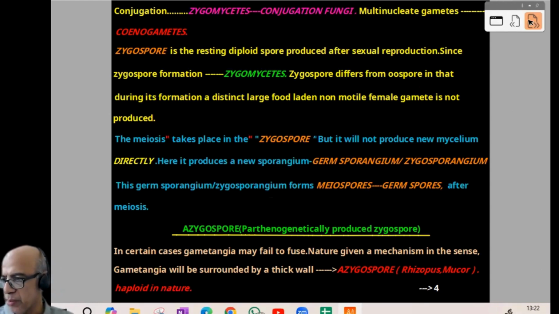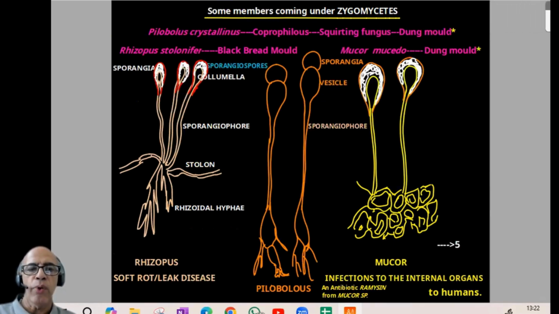Now some important specimens. One is Pilobolus crystallinus, which is coprophilous, squirting fungus, dung mold. Rhizopus stolonifer, black bread mold. Mucor mucedo, again dung mold. Now I have drawn three habits there, you can find them. First is Rhizopus, which is concerned with soft rot or leak disease, and you can find the labeled parts. From the top, sporangia you can find, inside it sporangiospores, and there is an area called columella, and there is a stalk called sporangiophore, an asexual reproductive structure in Rhizopus. Stolon will be there, rhizoids will be there.